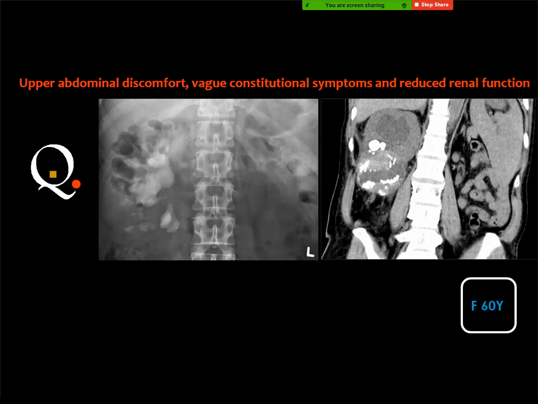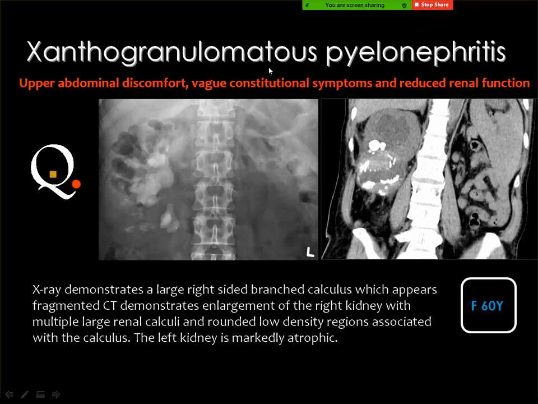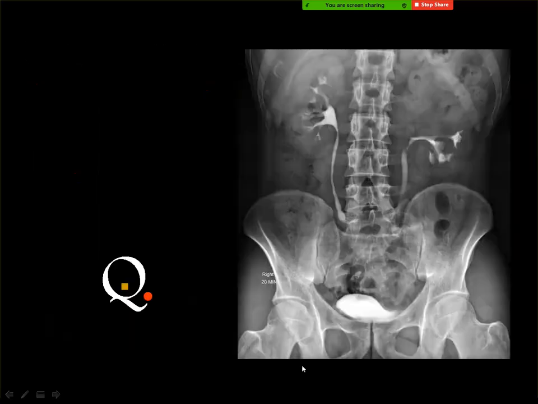Maybe right renal TB. Okay, TB is a good possibility, and you should also consider the possibility of xanthogranulomatous pyelonephritis. TB of the kidney will shrink, but in xanthogranulomatous pyelonephritis the kidney is large, and it contains multiple sizable calculi as well as poor function.